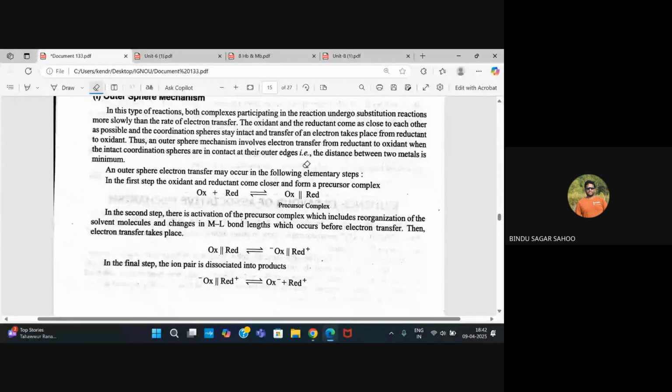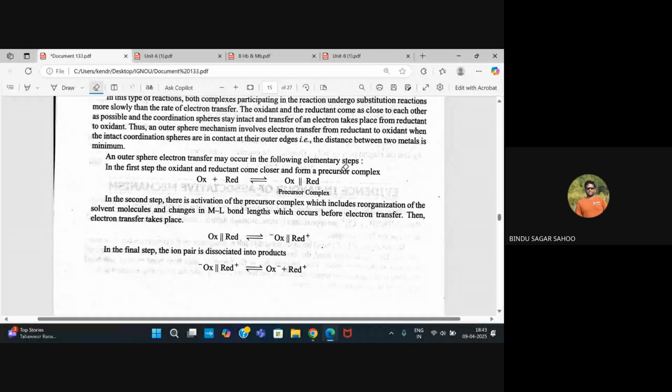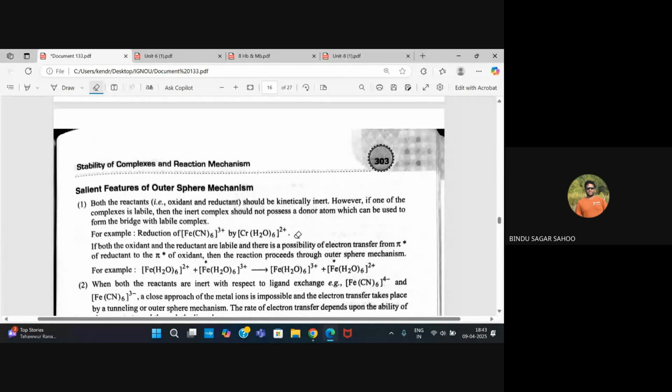So three steps. First step is called the precursor complex step. Second step is called reorganization of solvent molecules, and here the electron transfer occurs, and there will be change in ML bond length. So why does this change occur particularly? When there is a change in oxidation state, definitely there will be a change in bond length.